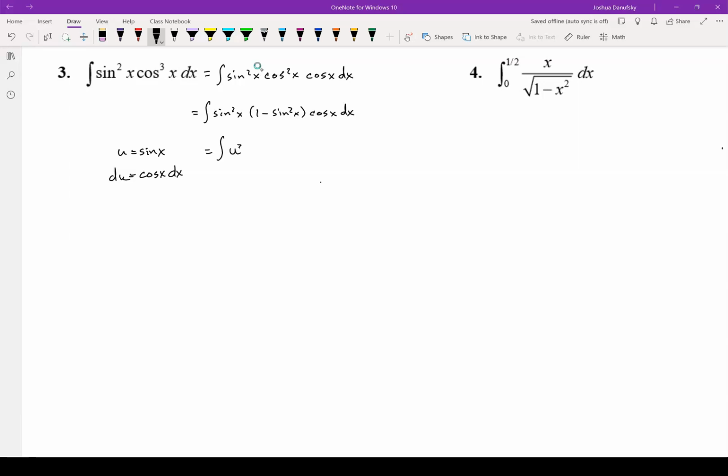We now have the integral of u squared times 1 minus u squared. Cosine x dx is a du, and we end up with u squared minus u to the 4th du. The antiderivative will be 1/3 u to the 3rd minus 1/5 u to the 5th plus c. Finally, we bring back sine to get 1/3 sine cubed x minus 1/5 sine to the 5th x plus c.